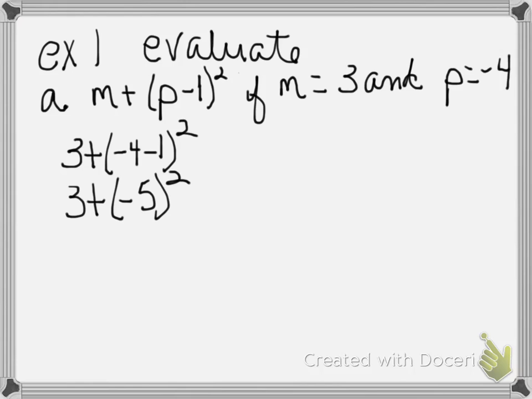And negative 5 squared. Then the next order of operations is we do our exponents. Negative 5 squared is 25. So it's 3 plus 25, which is 28.